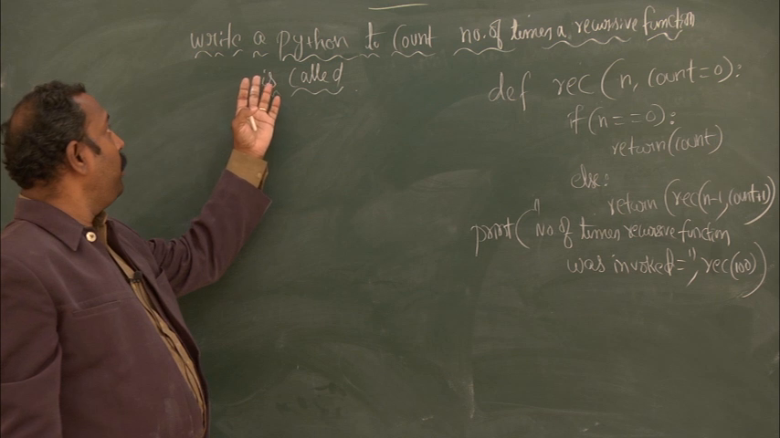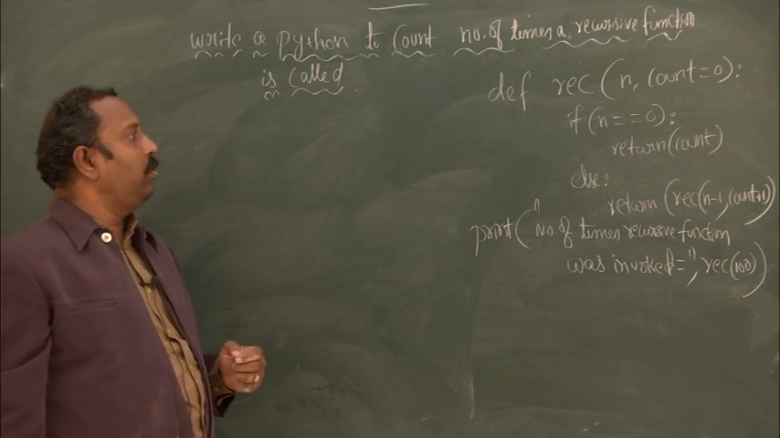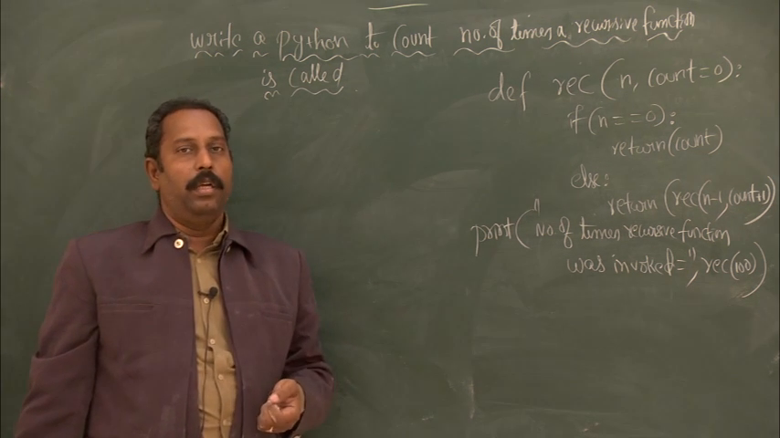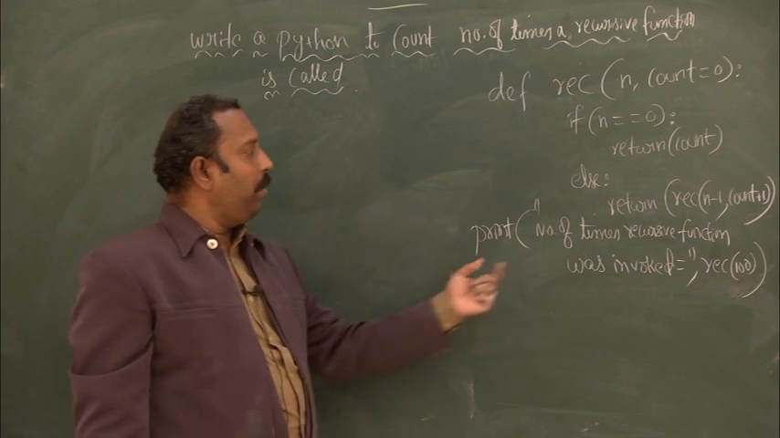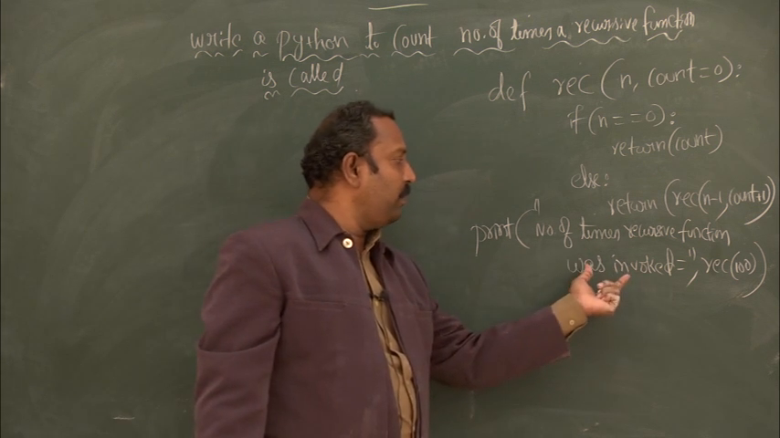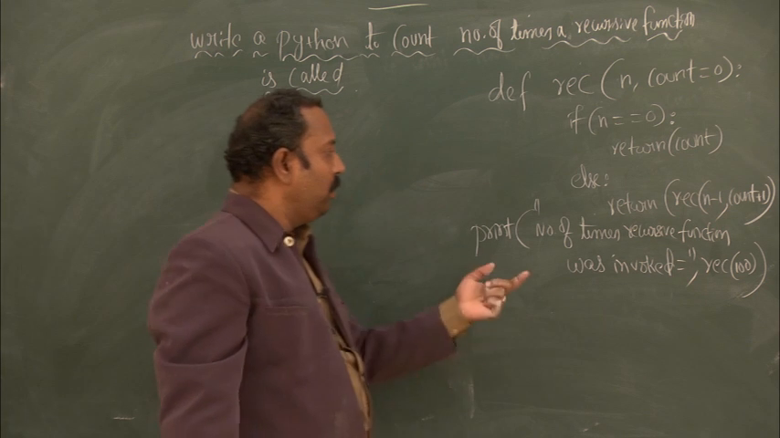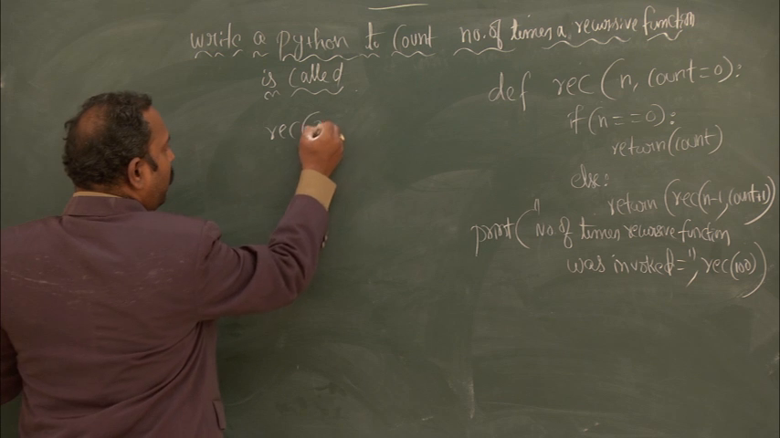Last program is write a Python code to count number of times a recursive function is called. If you want to calculate how many times the recursive function is executed, the count if you want to know, then this is the code to find number of times a recursive function is called. For example, print number of times recursive function is invoked, REC of 100. Suppose I have given REC of 3.